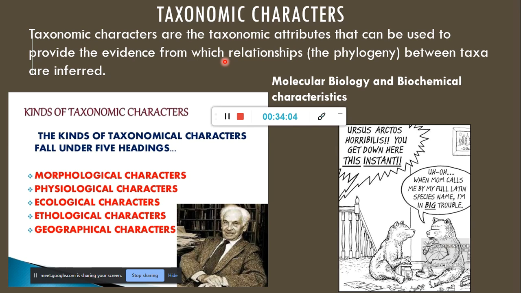Taxonomic characters are the taxonomic attributes that can be used to provide evidence from which relationships, the phylogeny between taxa, are inferred. So basically, why are you classifying? On the basis of what are you classifying them? Basically, all what I said.